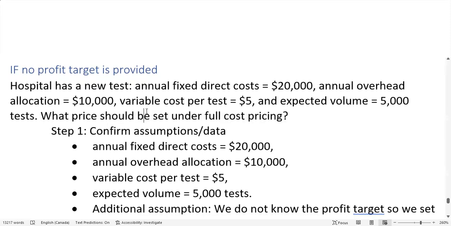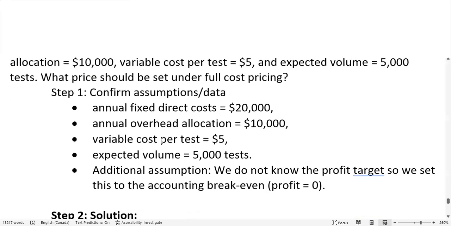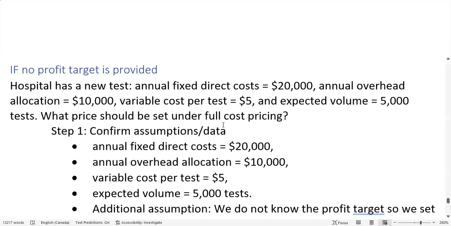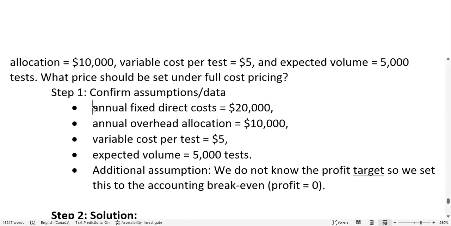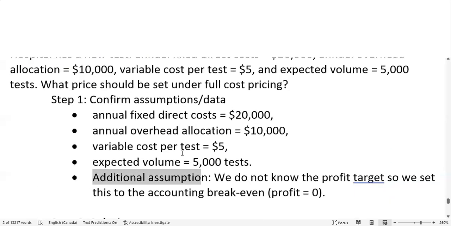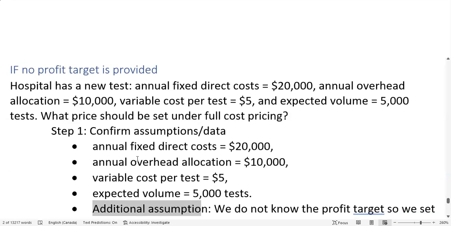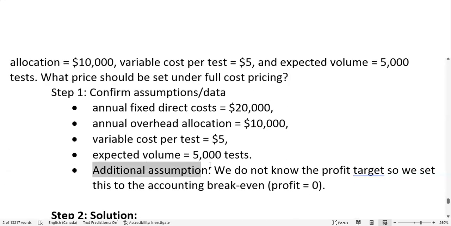In this case, what I would suggest is you confirm the assumptions first. Write it down if you have to. Put it in bulleted points. That way you can visualize all the data in front of you, right? So: annual fixed direct cost, the annual overhead allocation, the variable cost per test, and expected volume. The profit target was not provided in the question, so we'll add an additional assumption here. We don't know what the profit target is, so we'll assume that we just want to figure out the minimum. We'll set the profit target at the break-even point of 0.